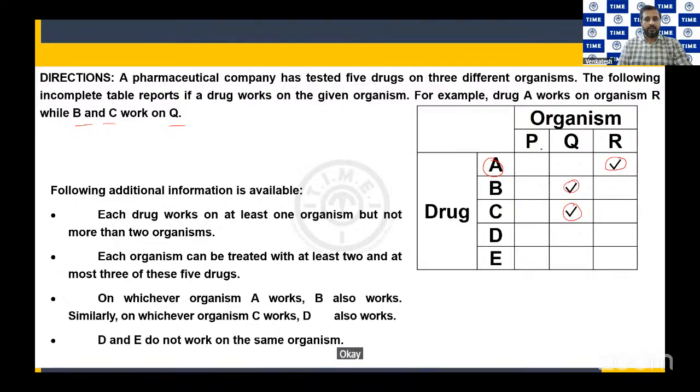Now, P, Q, R are the organisms. A, B, C, D, E are the drugs. Now we are given 4 clues. So we have to analyze the clues and find out which drug works on which organism. That we need to find out. Now, each drug means we are talking about A, B, C, D, E drugs.